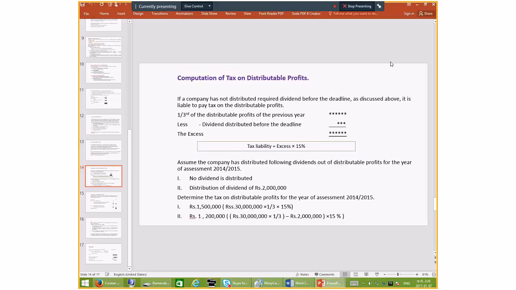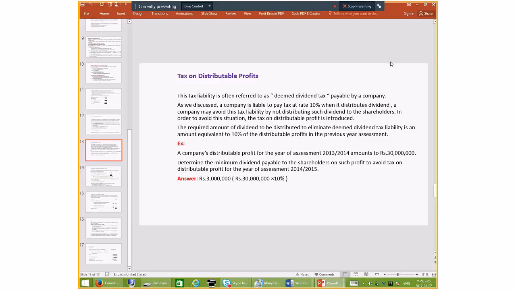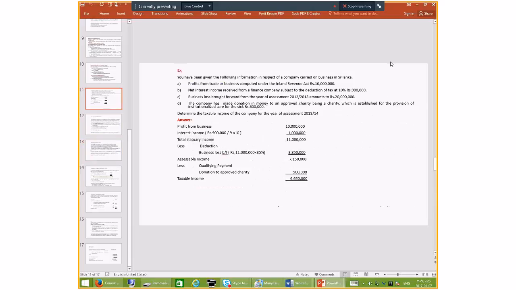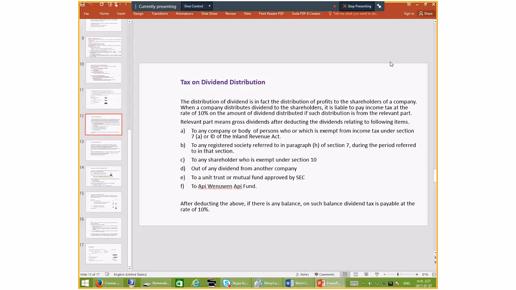But in addition to that, in corporate taxation, if a company has not distributed any dividend to its shareholders, then deemed dividend tax has to be paid by the company. If a company has not distributed dividends but has distributable profits, then they have to compute the deemed dividend tax and pay it to the tax department. Now, in corporate taxation, three types of taxes are involved: corporate income tax, dividend tax, and deemed dividend tax. Deemed dividend tax is computed on the distributable profit.